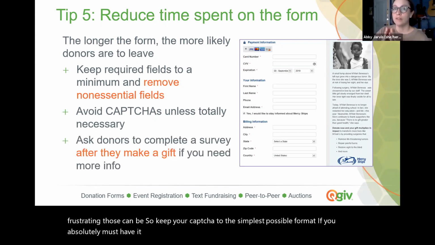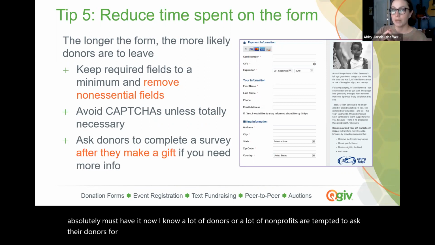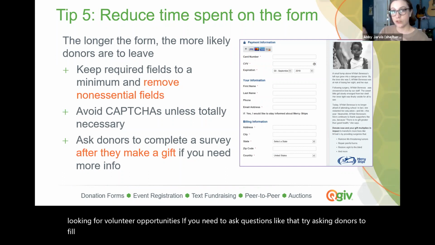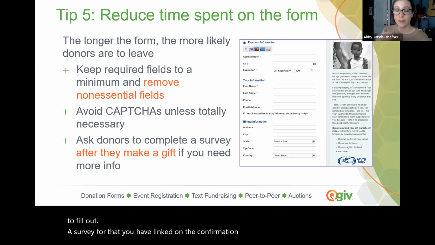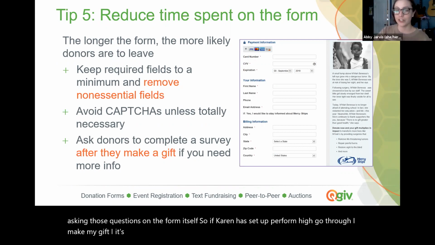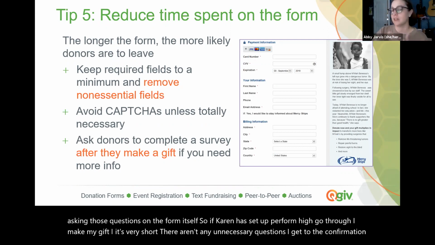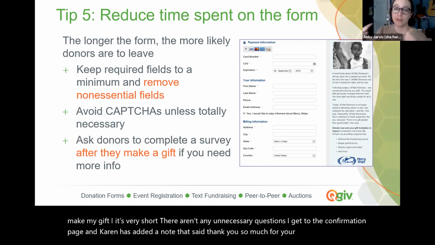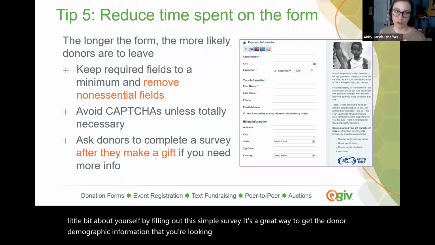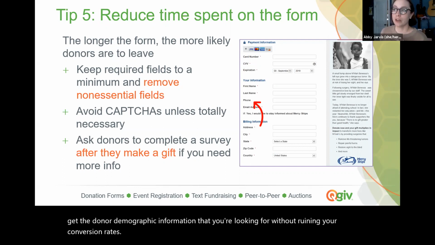Now, I know a lot of nonprofits are tempted to ask their donors for additional information, maybe how they found out about you, are they looking for volunteer opportunities? If you need to ask questions like that, try asking donors to fill out a survey for you that you have linked on the confirmation page of your donation form instead of asking those questions on the form itself. So if Karen has set up her form, I go through, I make my gift. It's very short. There aren't any unnecessary questions. I get to the confirmation page and Karen has added a note that said, thank you so much for your donation. Tell us a little bit about yourself by filling out this simple survey. It's a great way to get the donor demographic information that you're looking for without ruining your conversion rates.